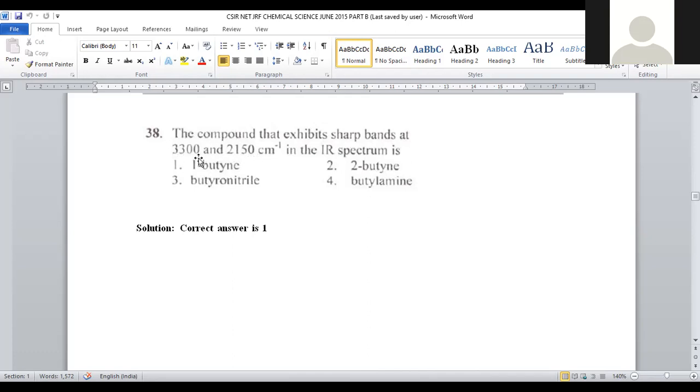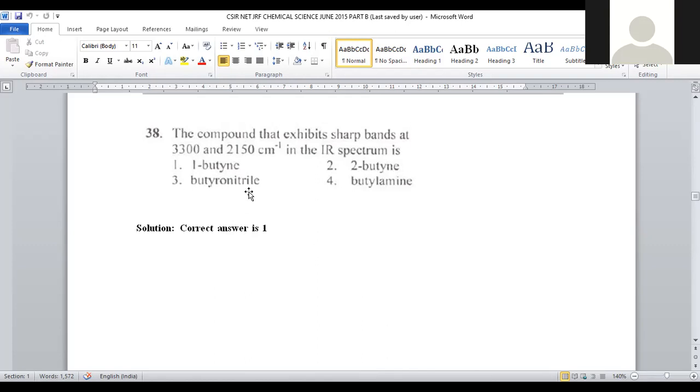How? Because 3300 corresponds to acetylenic carbon with a terminal, acidic hydrogen. That will be 3300. 2150 is the corresponding peak for the carbon-carbon triple bond. So in compound 1, we have 1-butyne, where a terminal acetylenic bond is there. This is the only correct option. When 2-butyne was taken, there is a possibility of 2150, but the 3300 peak is absent in this.